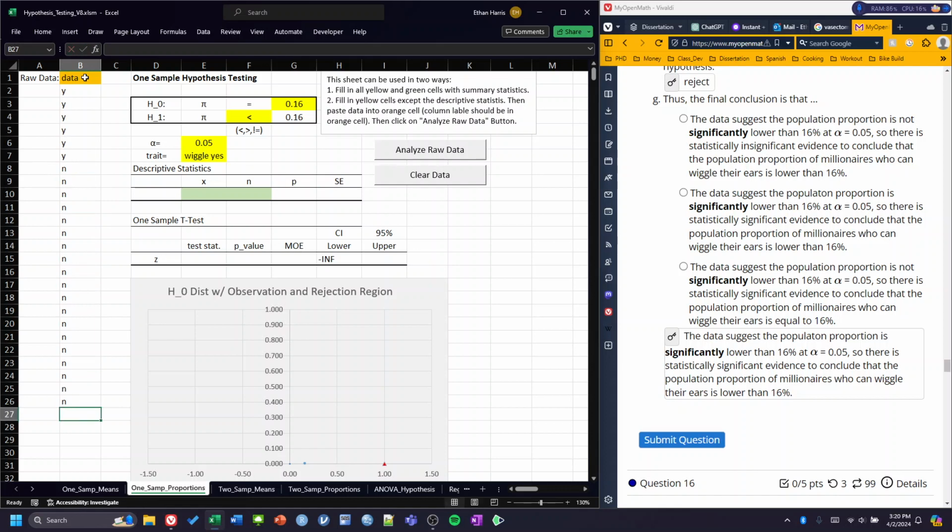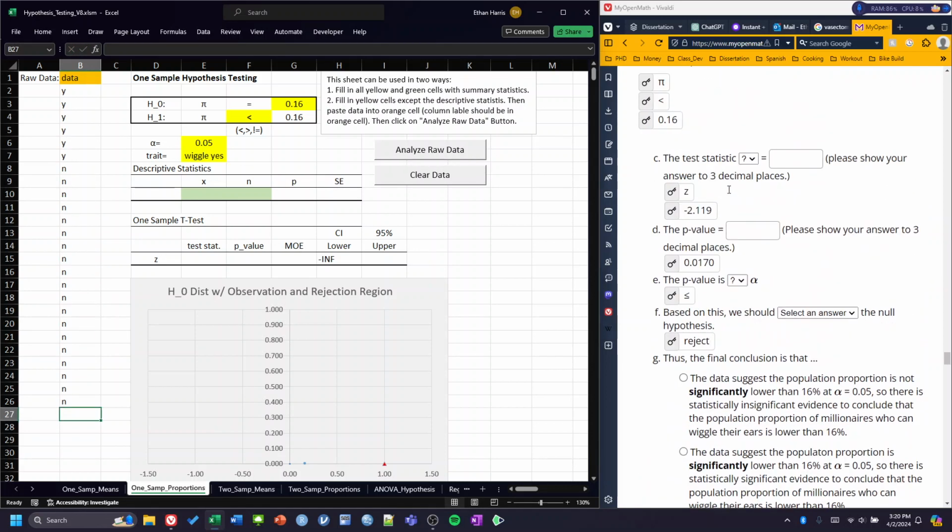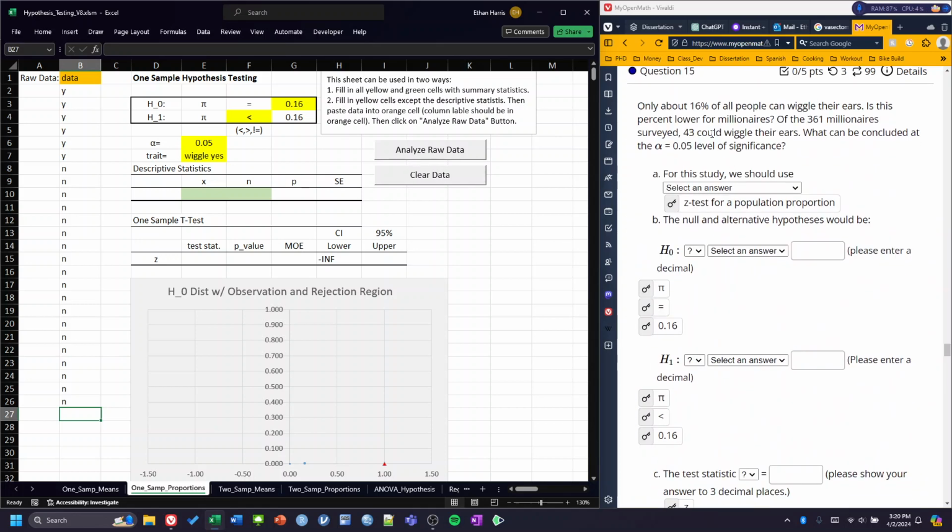Now, one thing that we failed to do that we should have done is check to see if we can even do this study. Remember that when we're dealing with a z-test of proportions, in order for us to say that this binomial distribution of yes's and no's is approximately normal, we need at least 15 people who said that they could wiggle their ears and at least 15 who said that they couldn't. Here we have 43 who said that they could wiggle, and roughly 318 who said that they could not. So that's definitely at least 15 in both. So we're good to go.